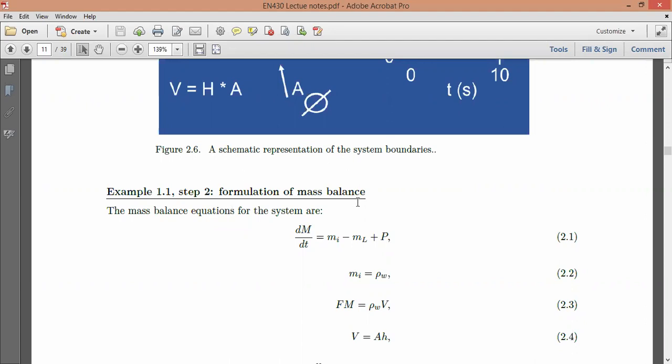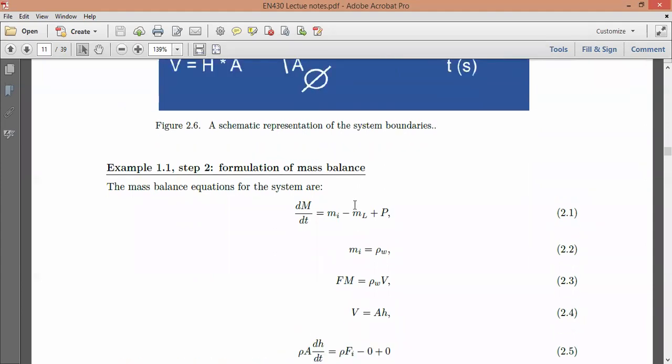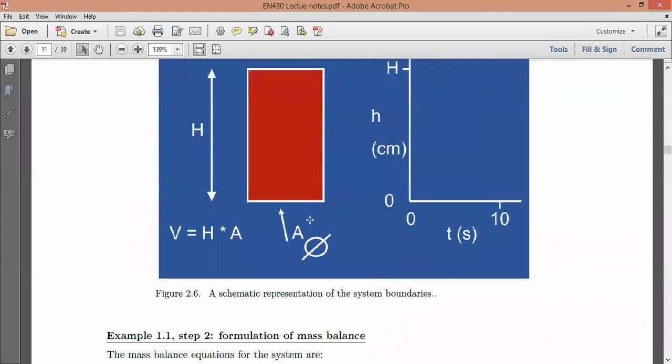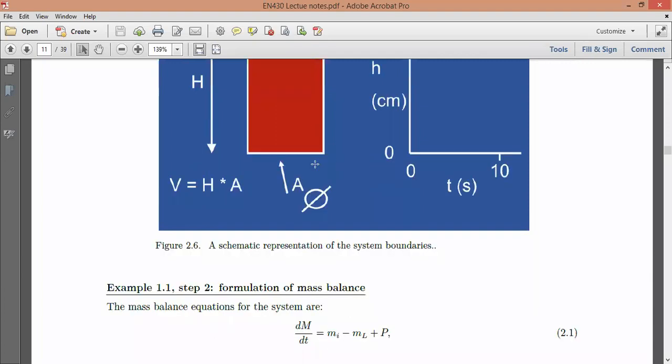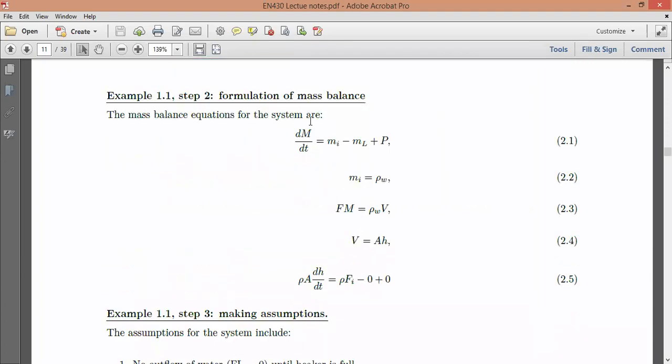So we come to the formulation of the mass balance. So in this case, where is our reactor? This is our reactor. The beaker now is our reactor. This is where our system is happening. It's an open system, as you can see. Okay, so change in mass over change in time is equal to input minus output plus production.